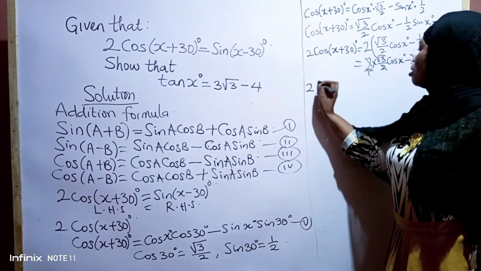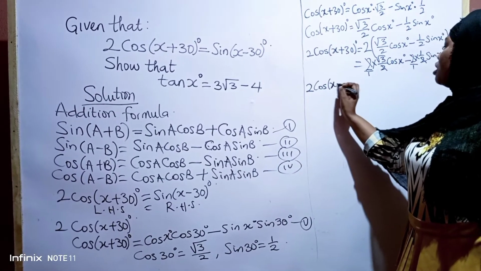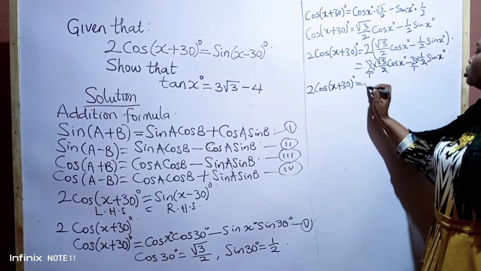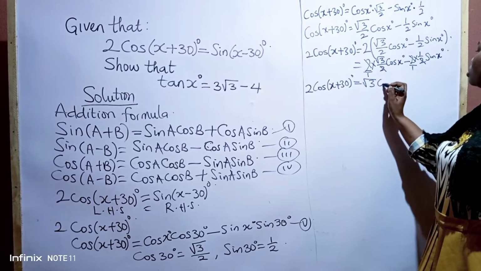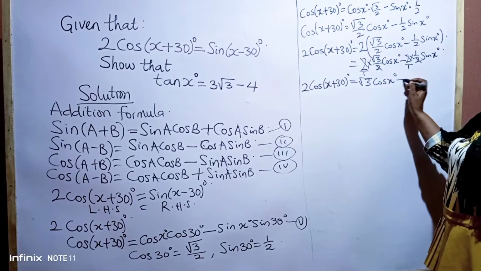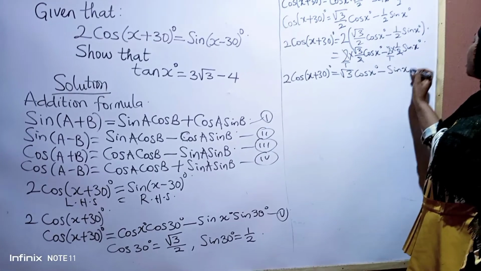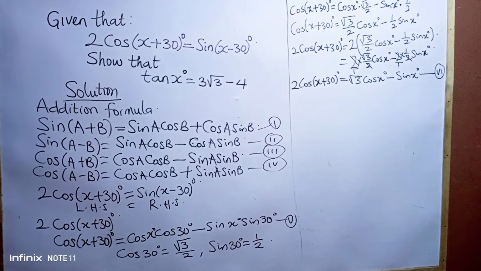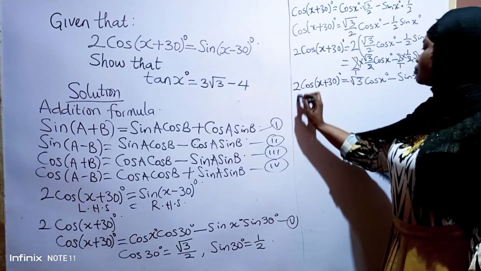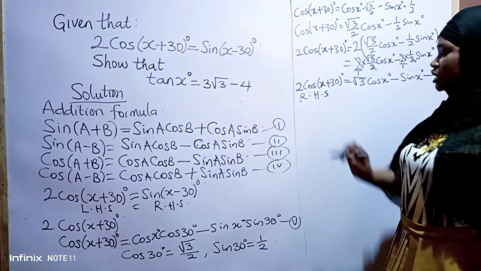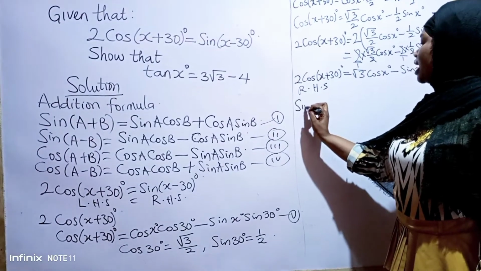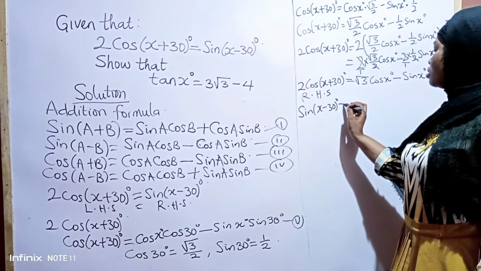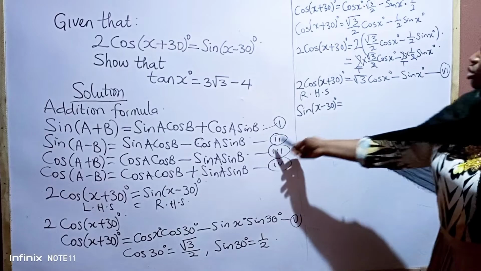So 2 cos(x + 30°) will now be equal to √3 cos x° minus sin x°. Let's name it equation 6. Let's keep it. Now the right hand side, which says sin(x − 30°). So let's go back to equation 2.